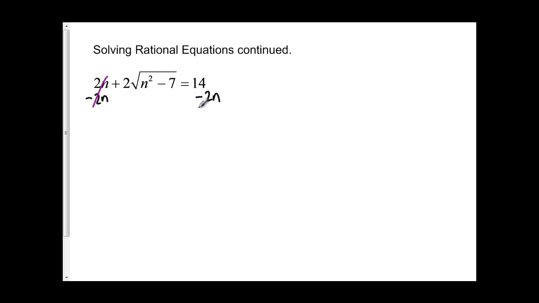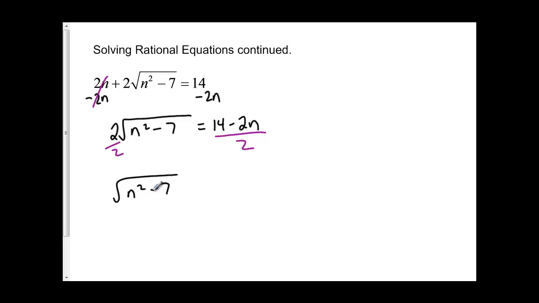This is going to cancel out the 2n on the left and leave me with 2 times the square root of n squared minus 7. On the right-hand side of my equation, I'm going to be left with 14 minus 2n. Now, because both of these are even, I'm going to divide by 2 to get rid of my 2 here. So on the left-hand side, I have the square root of n squared minus 7. And on the right-hand side, I have 7 minus n, because I divided both the 14 and the 2 by 2. So I've done the first step, which is isolate the radical. I've gotten the radical by itself.